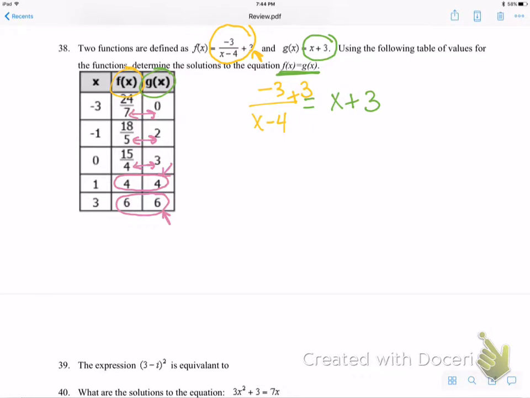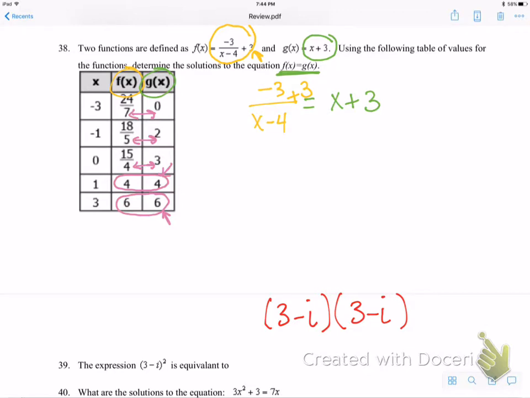In number 39, we're just asked to evaluate the expression. And remember, squaring something means multiplying it times itself. So 3 minus i times 3 minus i. You can make a box for that if you want to, or you can use FOIL, or you can do this one in your calculator.